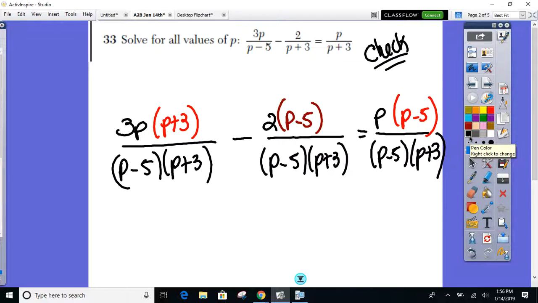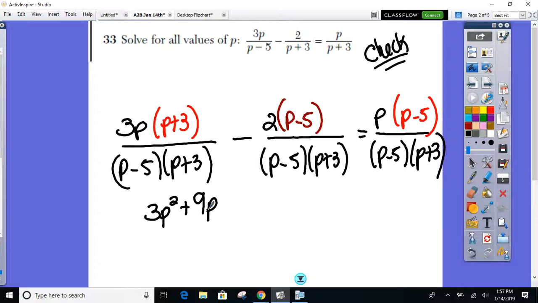Once you've done all that work, bye-bye denominators. Once you've gotten the common denominator and multiplied the top by what you need to, bye-bye denominators, and you're just solely looking at the numerators now. So, a little distribution here. First up, 3P squared plus 9P.